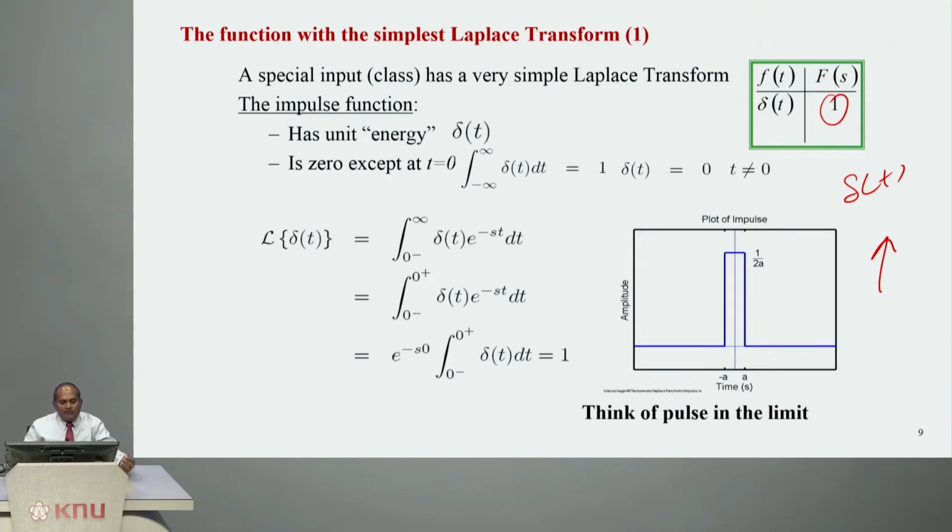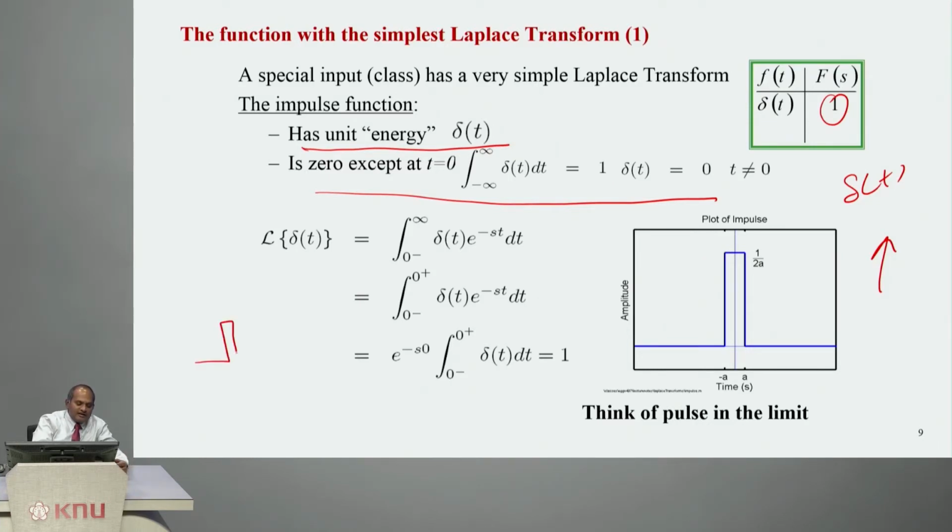One of the main properties of the impulse function is that it has unit energy. Delta of t has value 0 except at t equal to 0. At t equal to 0, you have this value, and later on, all the function value is 0.